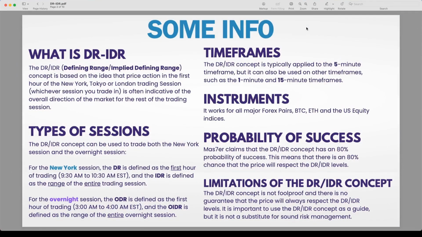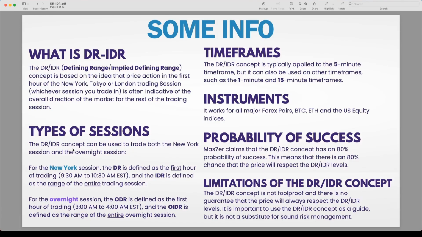Now, some info that we need to go over. The first thing being, what is DR-IDR? The DR-IDR, defining range or implied. This concept is based on the idea that price action in the first hour of the New York, Tokyo, or London trading session, whichever session you're trading in, is often indicative of the overall direction of the market for the rest of the trading day. So like I said, this concept generally gives you a bias for whatever session it is that you're planning on trading in, right?